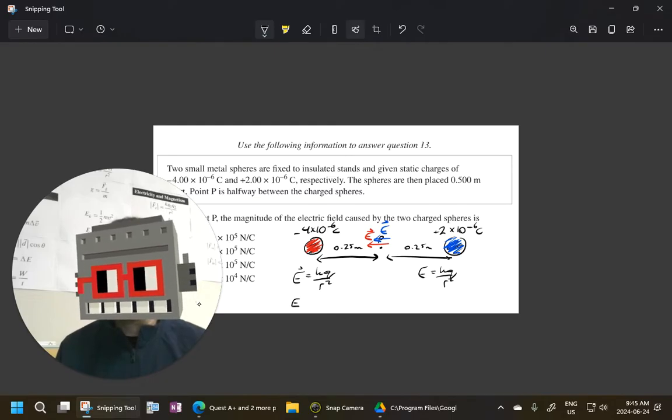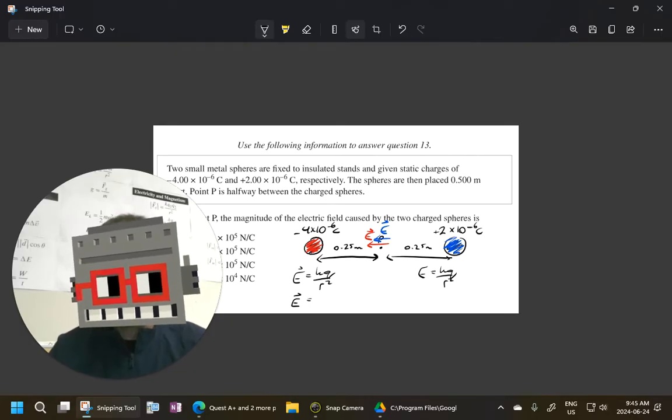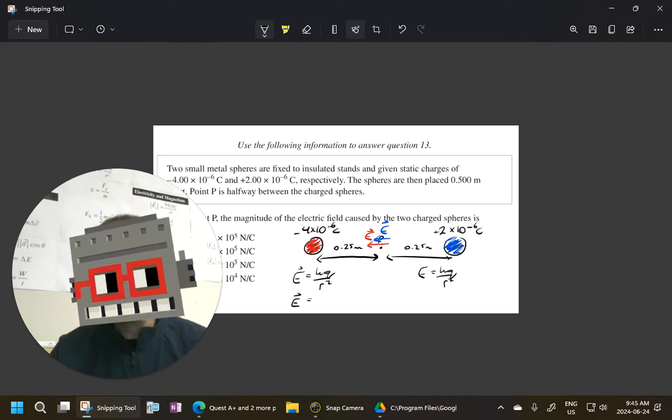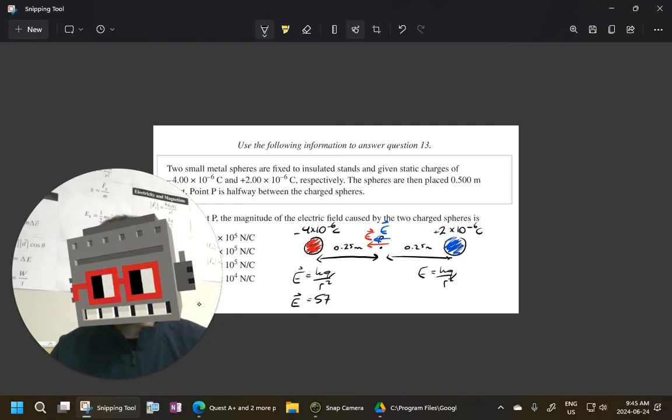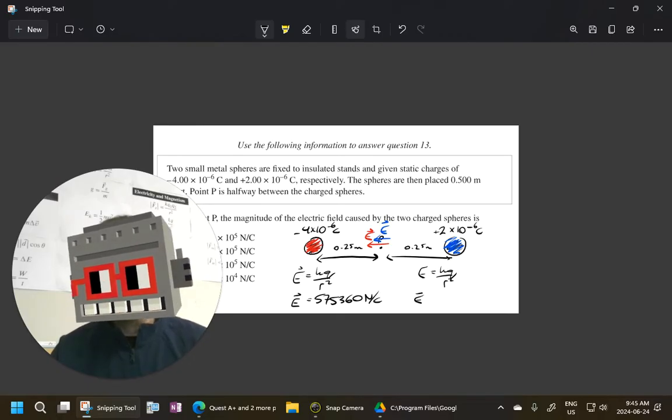Okay, so I'm just going to do the calculations separately here. Remember K being 8.99 times 10 to the 9 times the 4 times 10 to the -6 divided by the distance squared. We get this nice big number here, so I get 575,360 newtons per coulomb. And then this one, so what I'm getting here is just the magnitudes, right?